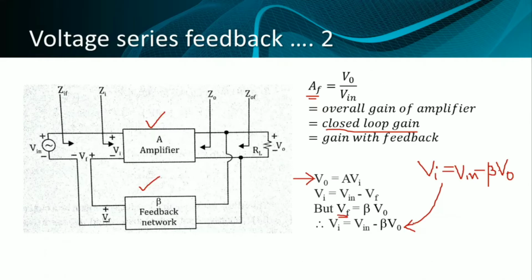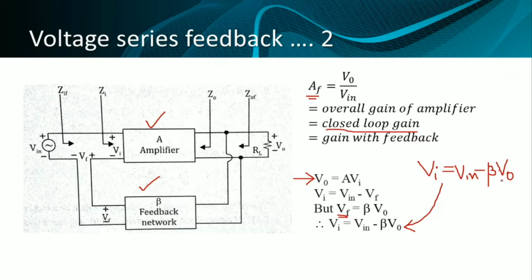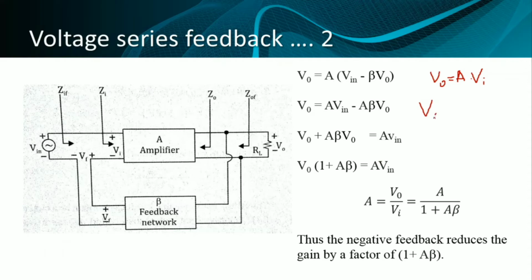In the next step, V naught is equal to A into Vi. But what is the value of Vi? Vi is Vin minus beta V naught, right? So V naught is equal to A into (Vin minus beta V naught). Okay, so I have taken the same expression. If I multiply, this becomes A into Vin minus A into beta V naught.